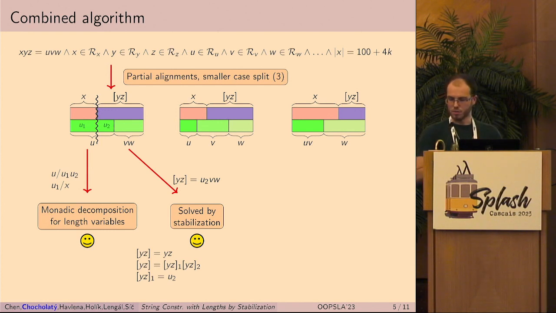Then each of the case splits needs to be again solved separately, but we can split the problem for each split into sub-problems. One for the length part, which can be solved easily by align and split, thanks to monadic decomposition, and the non-length part, which can be solved even more easily thanks to stabilization, because there are no lengths now. The lengths have been extracted only to this left part in this case split. And the same goes for the other splits.